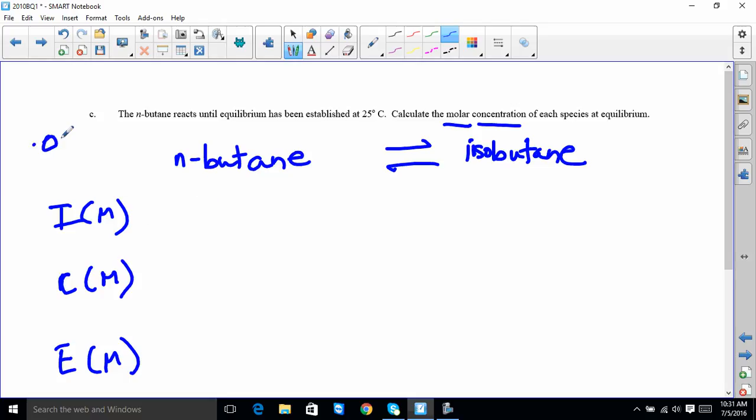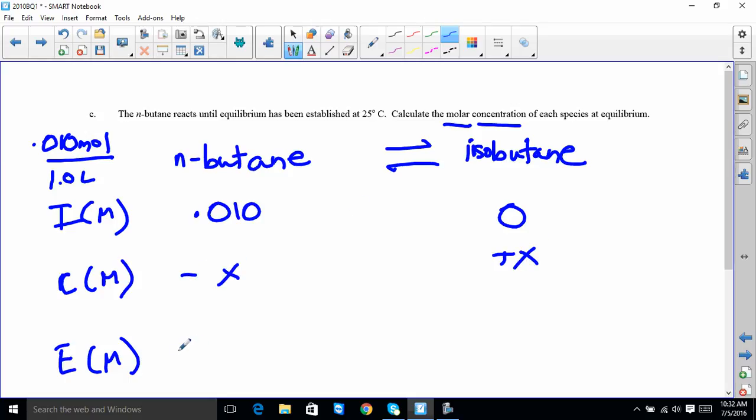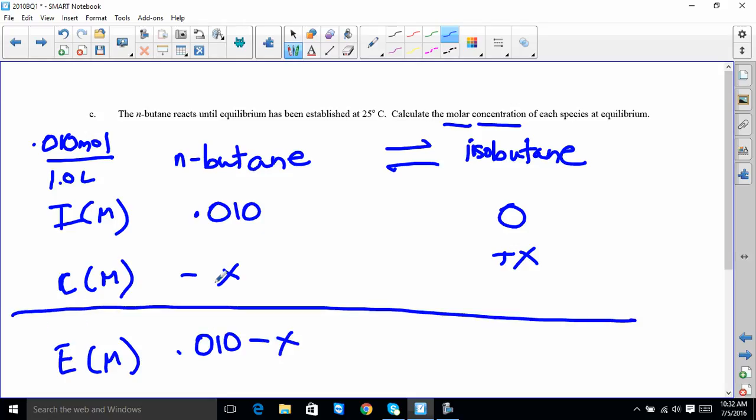Well, we have 0.010 moles over 1 liter. Thank God the math is easy. The molarity is also 0.010 because 0.010 divided by 1, and this is 0. And then this is going to go up because you can't go down from nothing. And this is going to go down. And so then this is this, because remember, drawing a line here, this plus this gives you equilibrium, what you started with and the change.